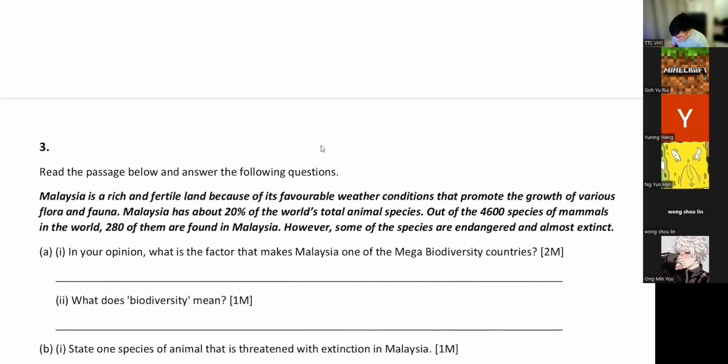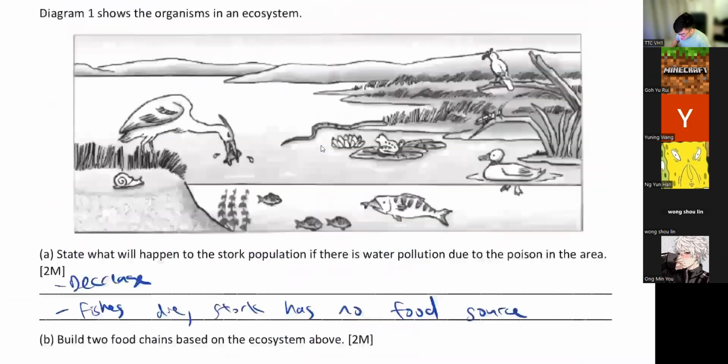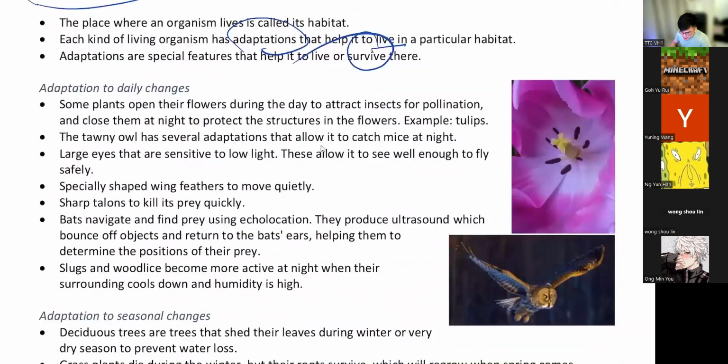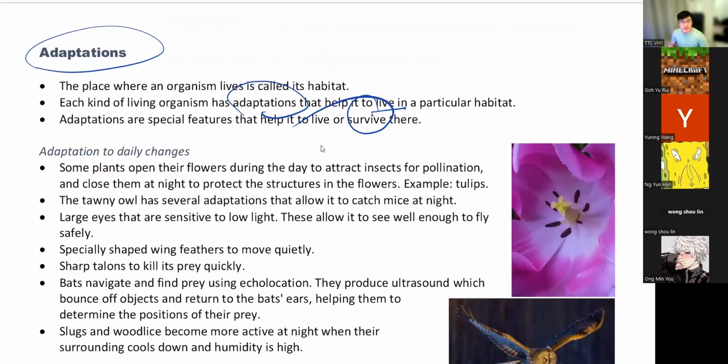Okay. So anyway, let's go. We have like 15 minutes more. Let's jump back to our adaptation, shall we? This is what we are going to talk about today. All right. So what is adaptation?